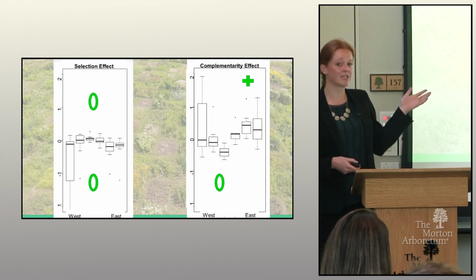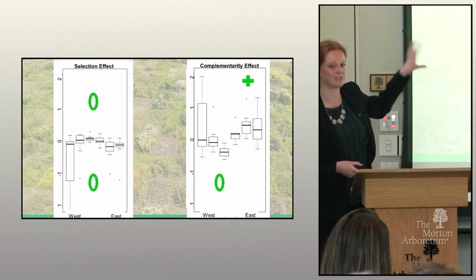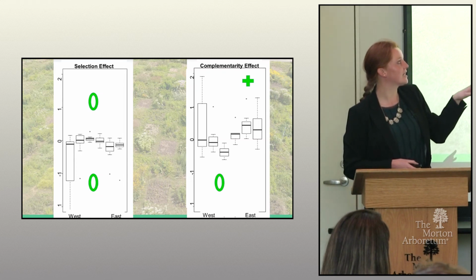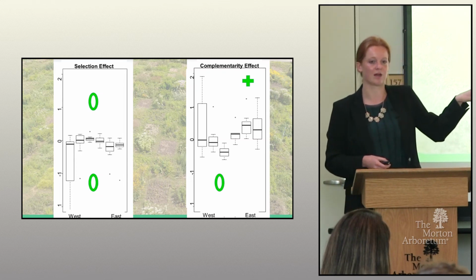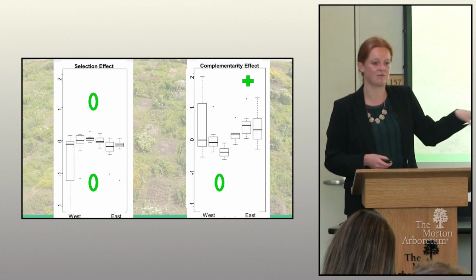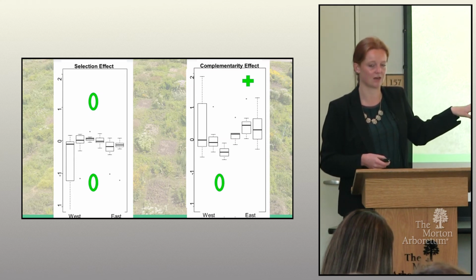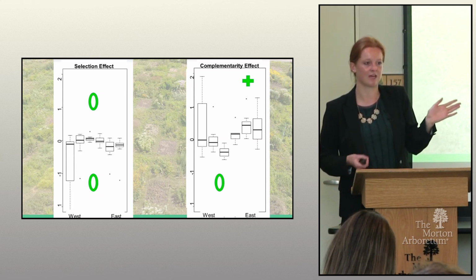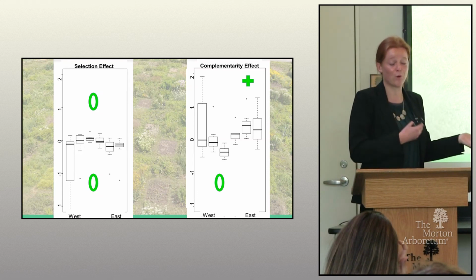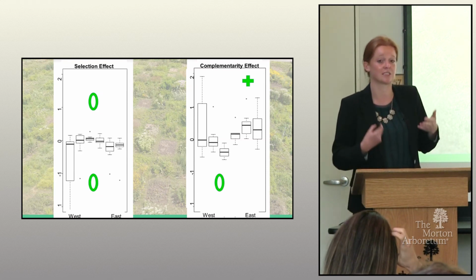We found no significance of the selection effect, which is basically what those zeros are showing. But we found a positive complementarity effect in the east superblock, which is actually driving that positive net effect I showed you on the previous figure. The positive complementarity effect is telling us species are performing better because they're growing together.